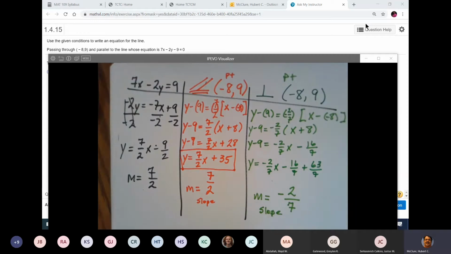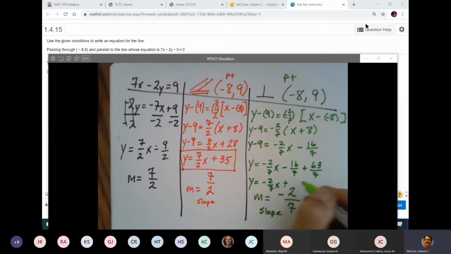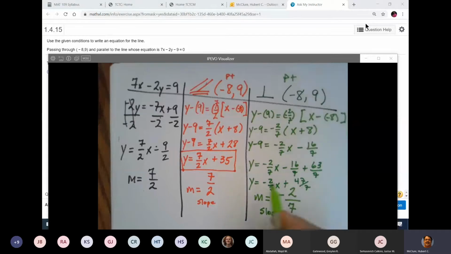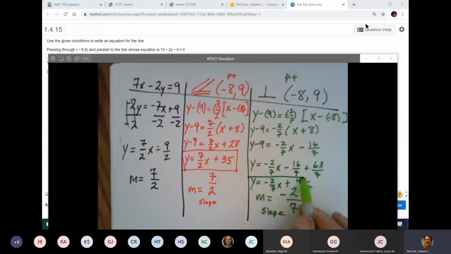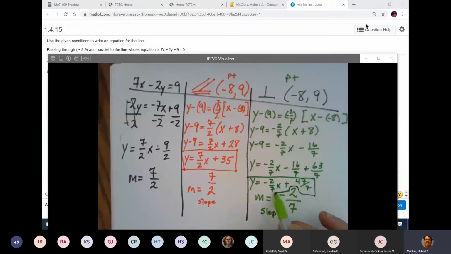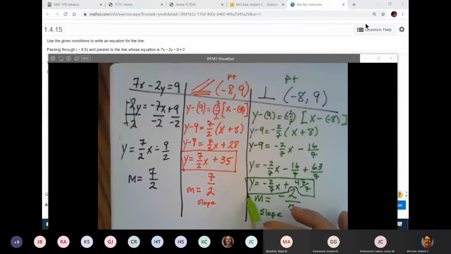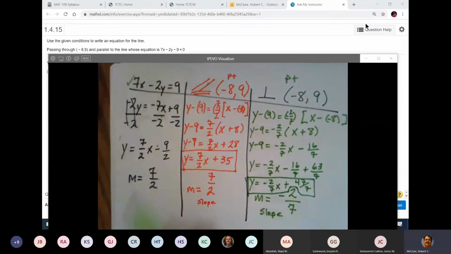And I need somebody to subtract negative 16 plus 63 for me, because I'm not going to do that in my head. Y is equal to negative 2/7 x plus... What does that come out to be? 47. So it'd be positive 47 over 7. And that is the equation that is perpendicular to this equation.